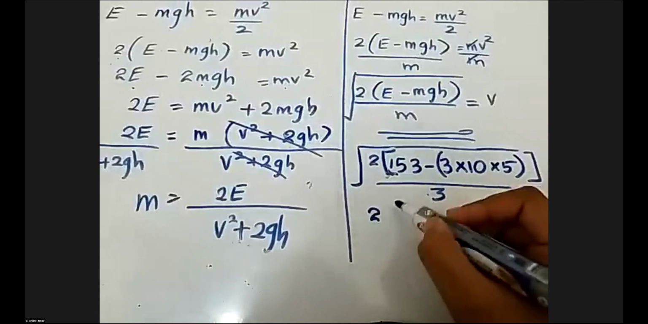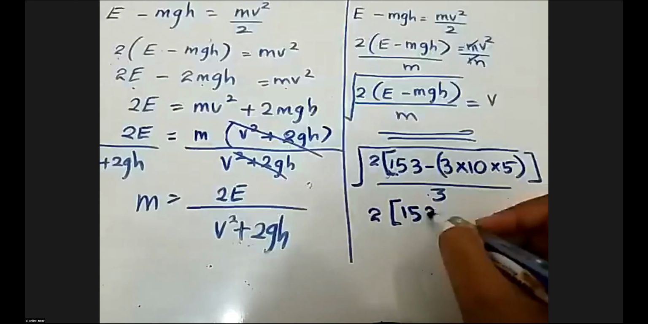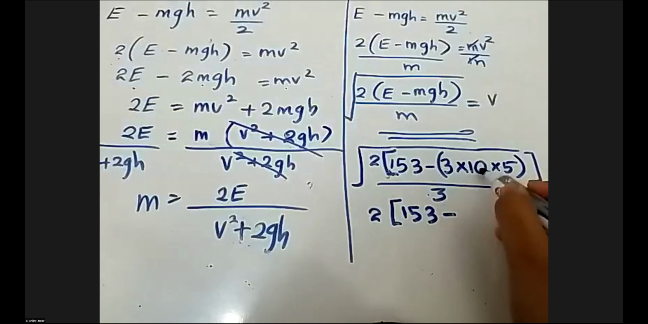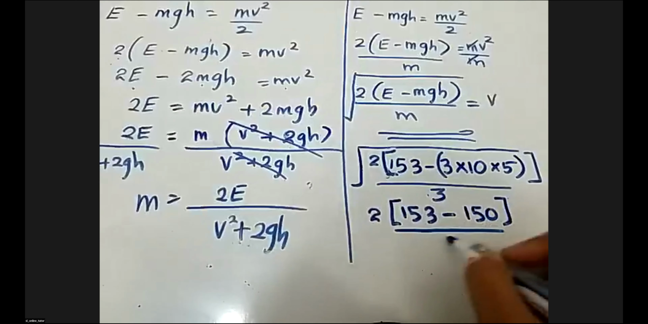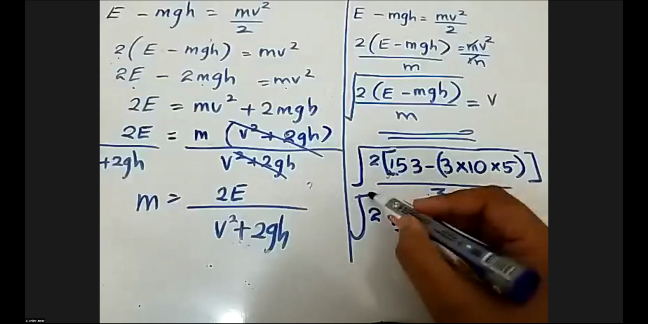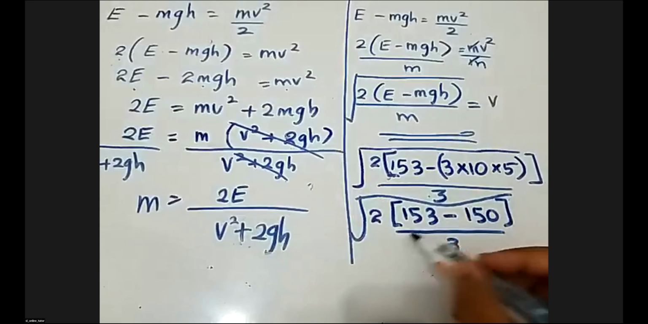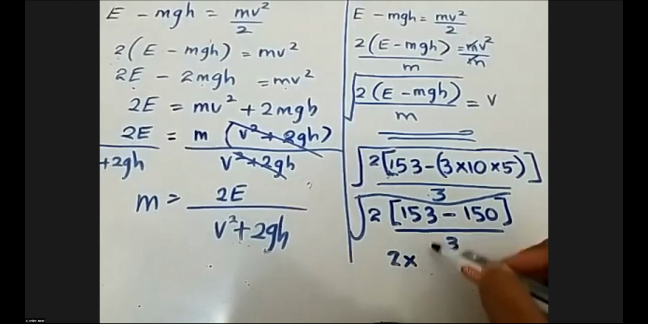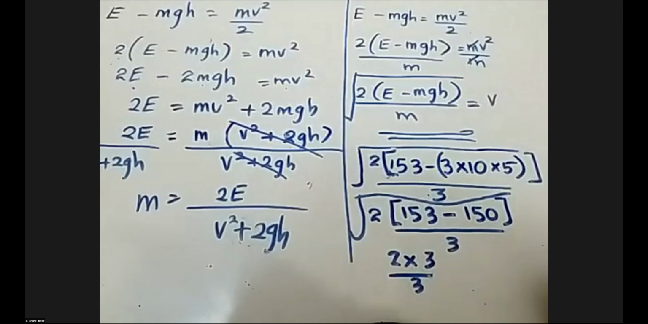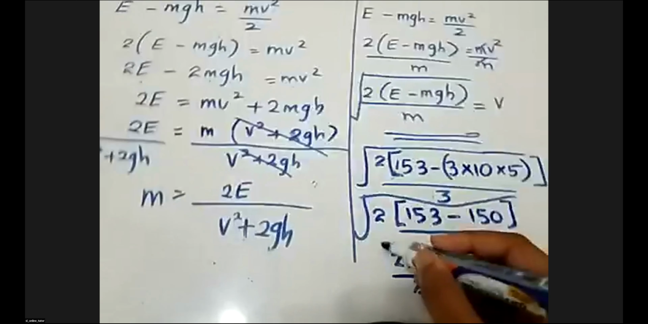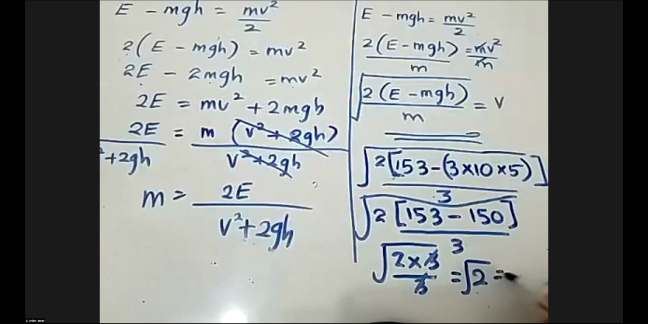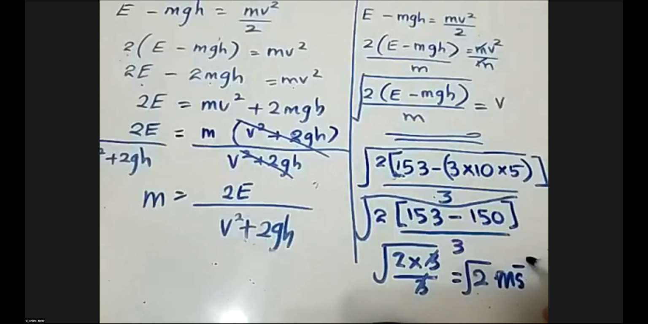Right, let me do the work here now. I'm going to solve this now. 2 into 153 minus 3 times 10, 30. 30 times 5 is 150, over 3. This is a square root thing. Okay. Now I have to solve this. I'm getting 2 into 3 over 3. Is that correct? Now 3 and 3 cancel. What is the final answer? Square root of 2. That is the final answer. Square root of 2 is the answer for velocity.